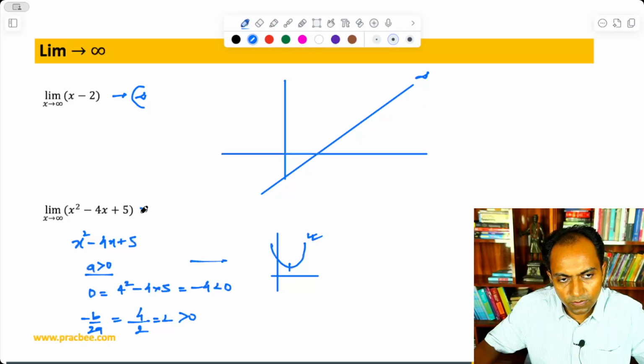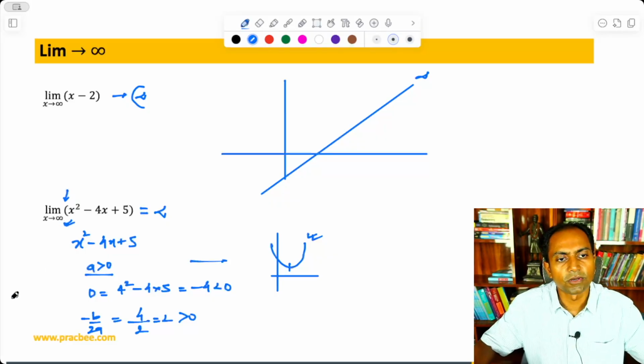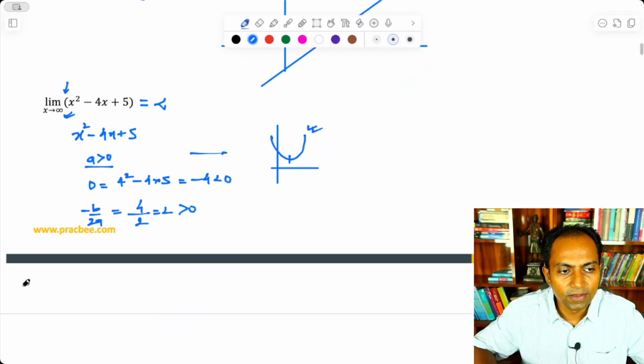In fact, we do not need to draw the graph. Just look into the leading coefficient. It will tell us where it is pointed. So if a is greater than 0, infinity. If a is smaller than 0, minus infinity. Now let us move further.